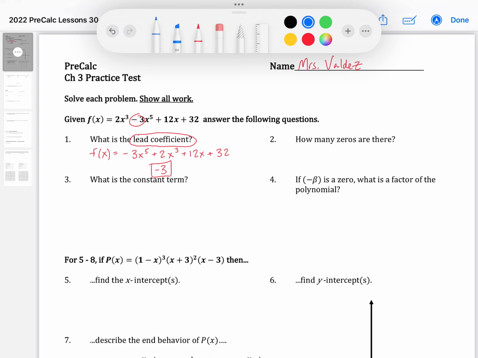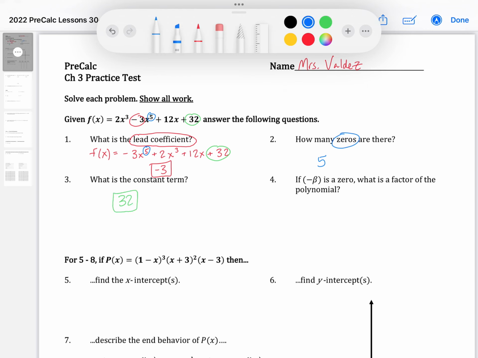The number of zeros is your degree. It tells you the number of solutions. So in this case, that highest power of 5 would be the number of zeros. The constant term is the number without an x, so in this case, positive 32.